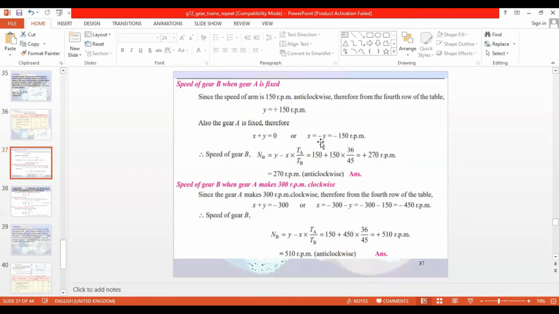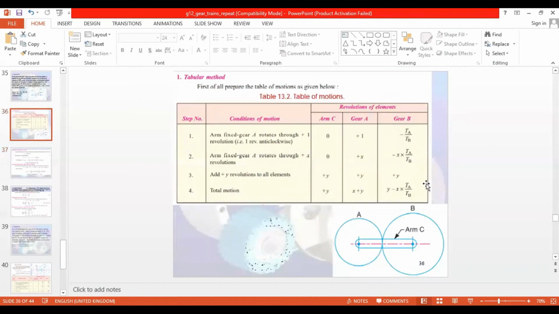So X is equal to minus Y, that is Y is equal to 150. So minus Y is minus 150 RPM. Okay. So X is equal to minus Y, which is equal to minus 150 RPM. And therefore, speed of gear B. So now we'll go here, speed of gear B. So this is gear B, right? So speed of gear B, Y minus X into TA by TB.